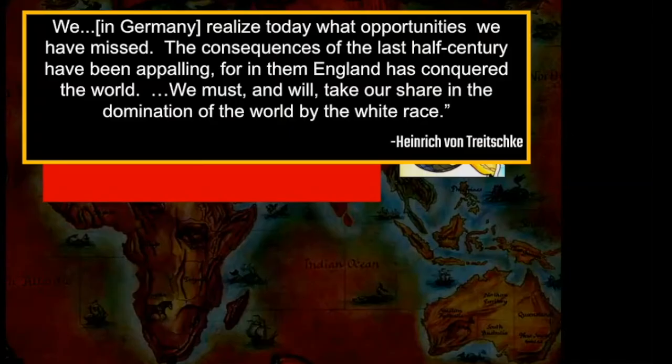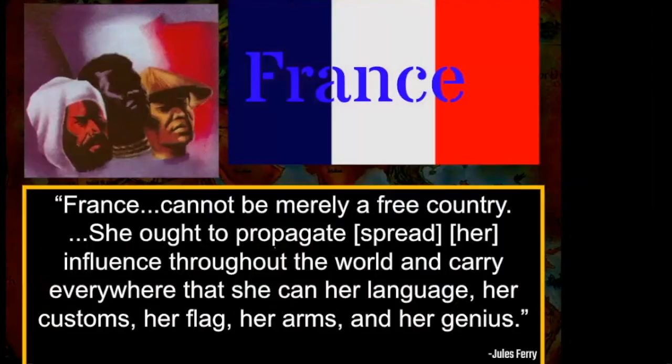We see the same thing in France, basically saying that our language and our customs and our arms and our genius is the best, and we need to spread this influence to better benefit the rest of the world. So again, this idea of superiority. So we're going to see this manifest as white supremacy during this time period.